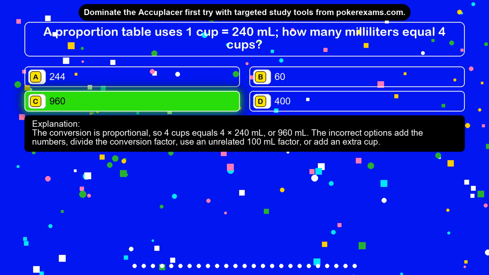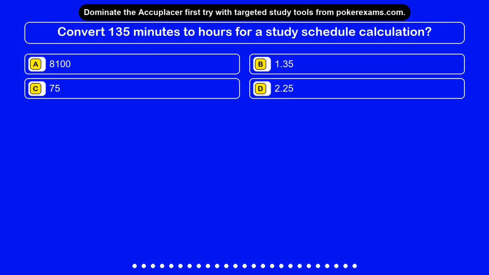The conversion is proportional, so 4 cups equals 4 times 240 ml, or 960 ml. The incorrect options add the numbers, divide the conversion factor, use an unrelated 100 ml factor, or add an extra cup.